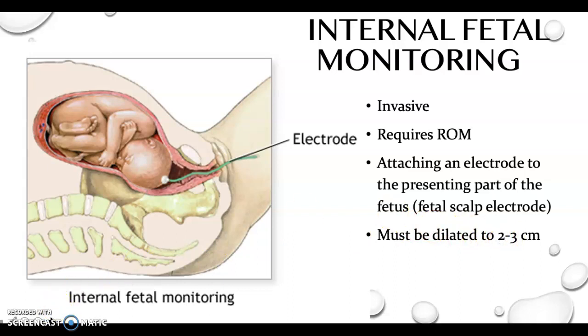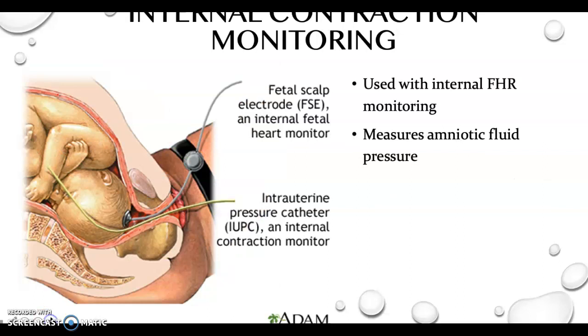Along with the internal fetal monitoring, we can do internal contraction monitoring, and this is an intrauterine pressure catheter that measures the frequency, duration, and intensity this time, because we're going to measure the amniotic fluid pressure, so it's a really good reading. But these are both invasive, so we're going to do these only if it's necessary.